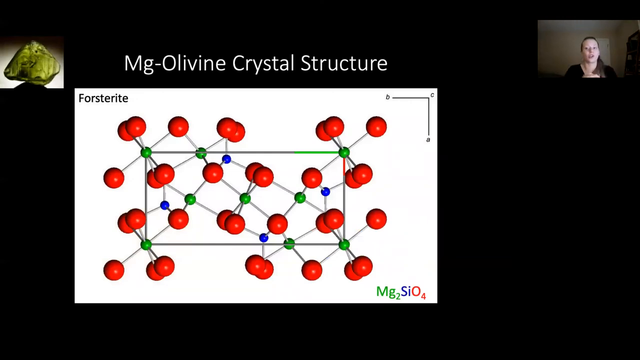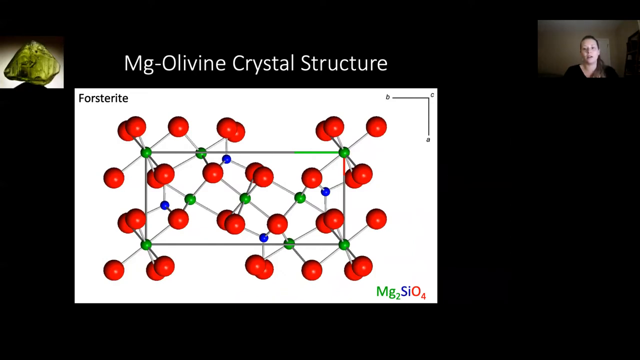Here we have the crystal structure of magnesium olivine. The green atoms are magnesium, the blue are silicon, and the red are oxygen. A mineral's crystal structure is defined by its unit cell, which is the gray box you're seeing there. It's the crystallographic unit that repeats over and over again in space to form this regular repeating crystal structure, or translational periodicity, if you will. This unit cell is defined by its dimensions, the length of the edges, so that's a, b, c, and the angles between those edges, alpha, beta, gamma. In this case, they're all 90 degrees.